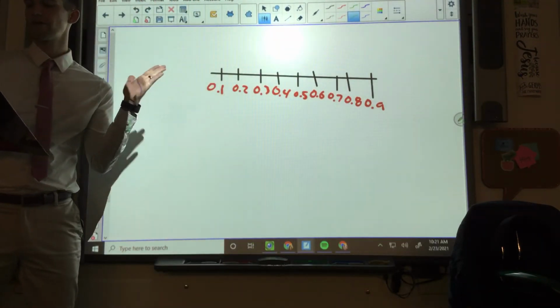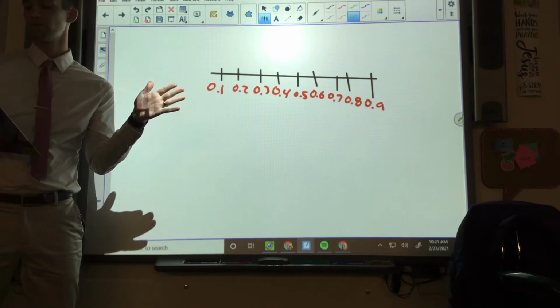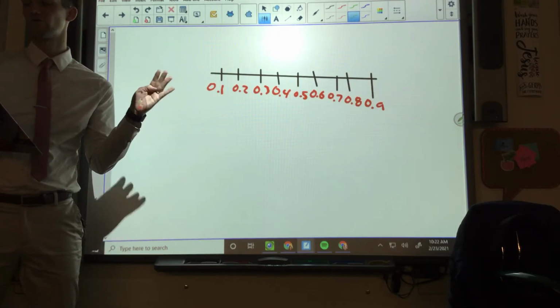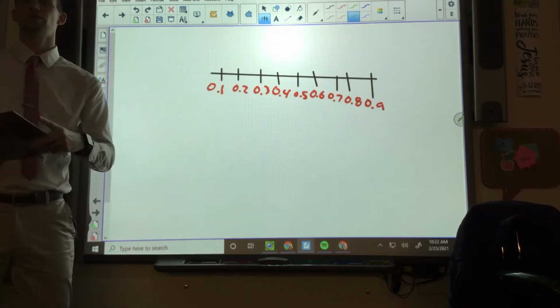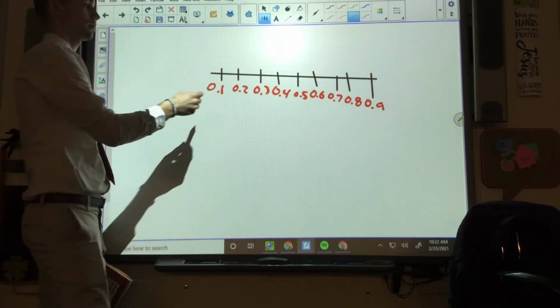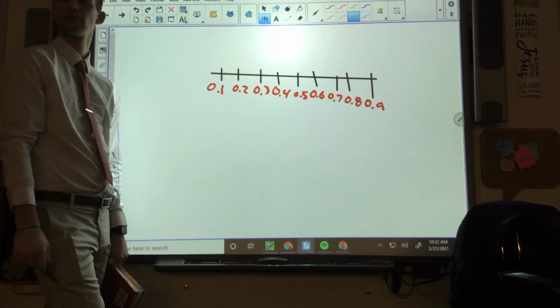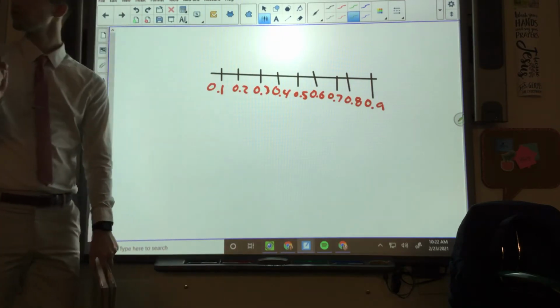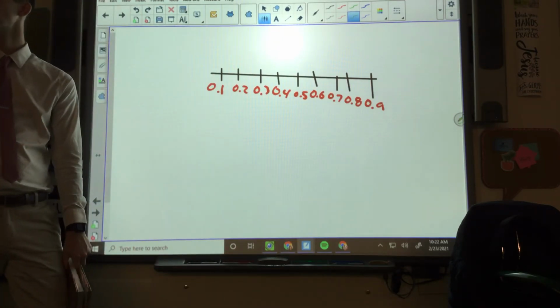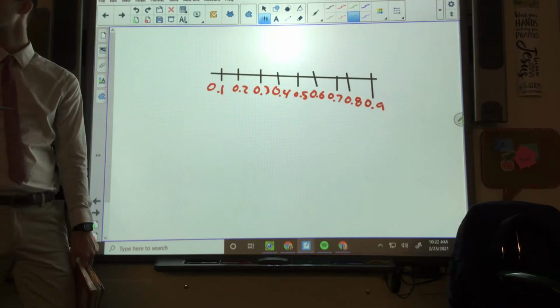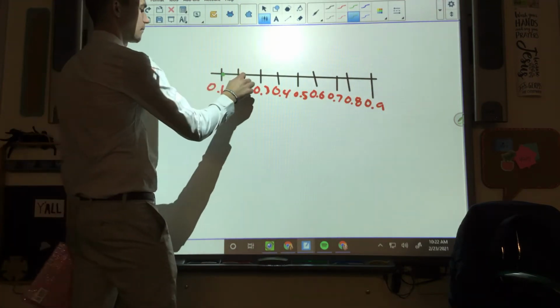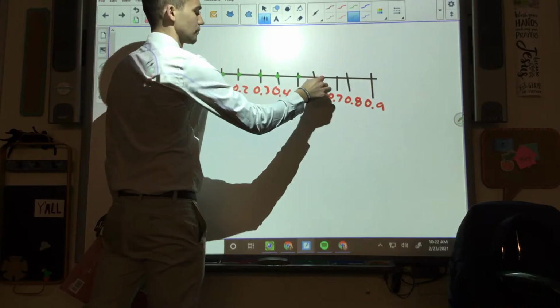So it said from 0.1 to 0.9. So that means we're doing what? All of them, or just the ones in between? In between. All of them. From 0.1 to 0.9, all of them are in between. It is kind of big though.